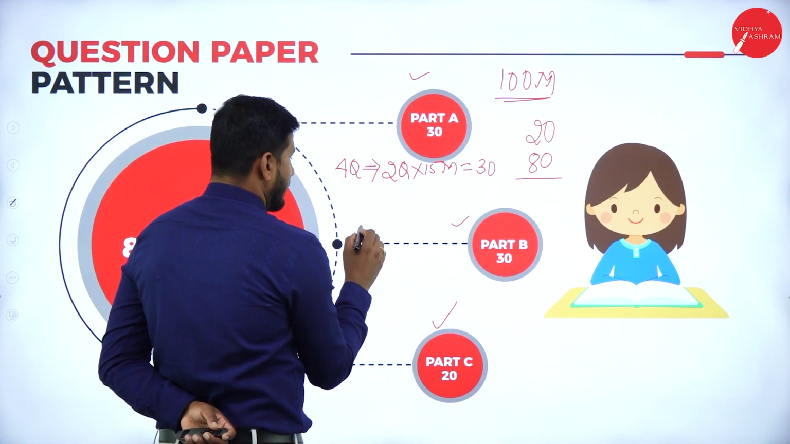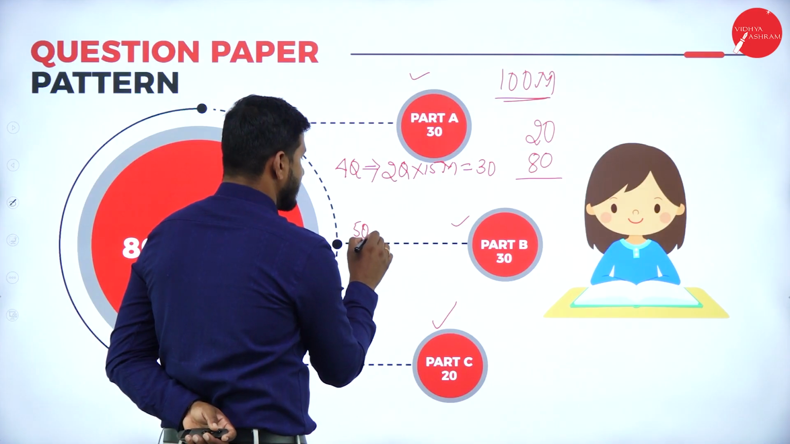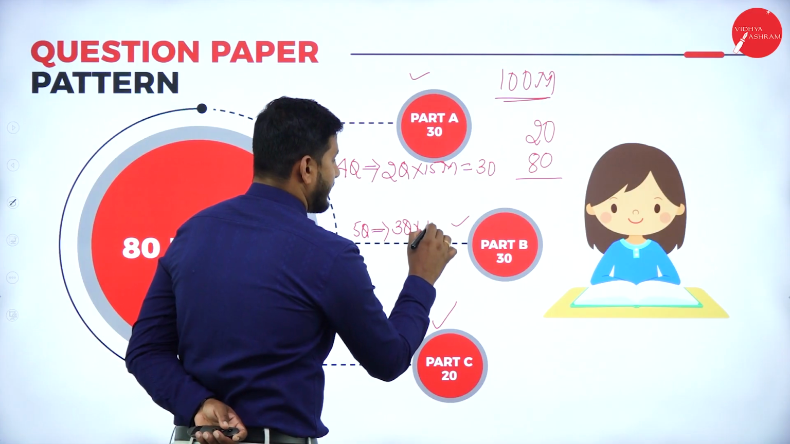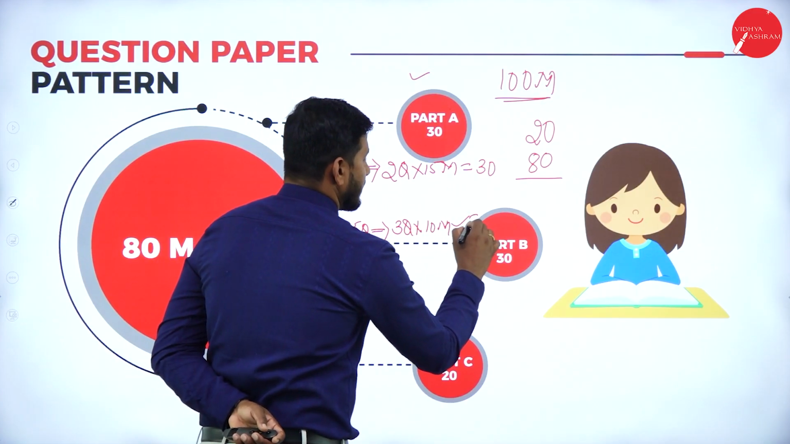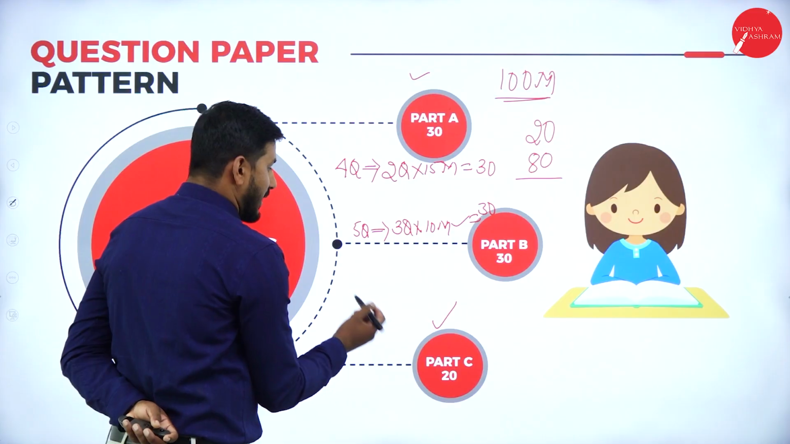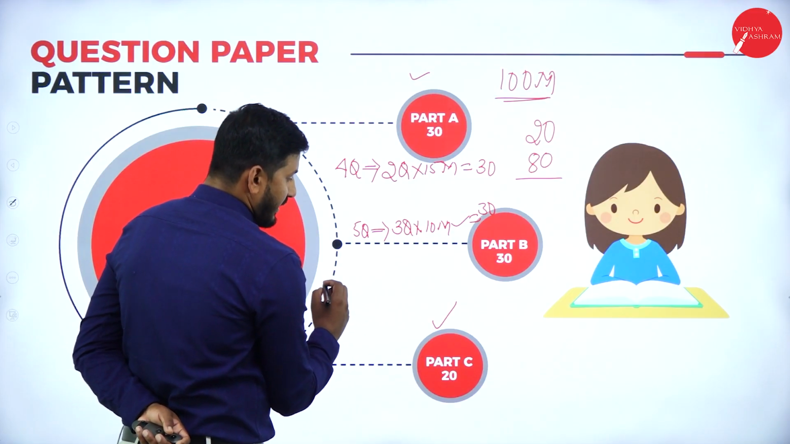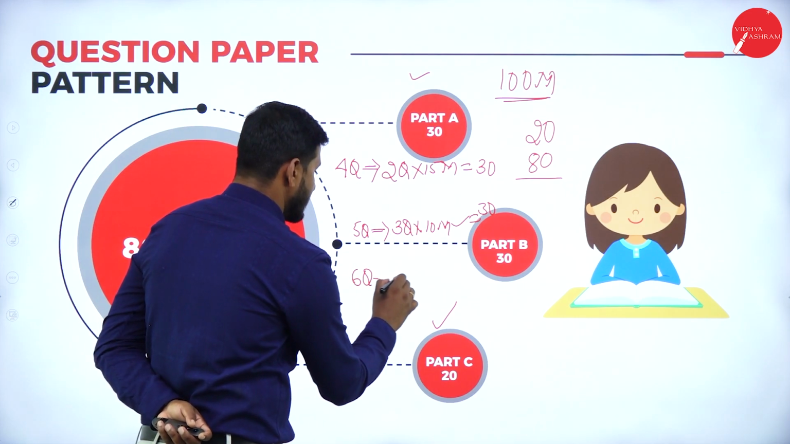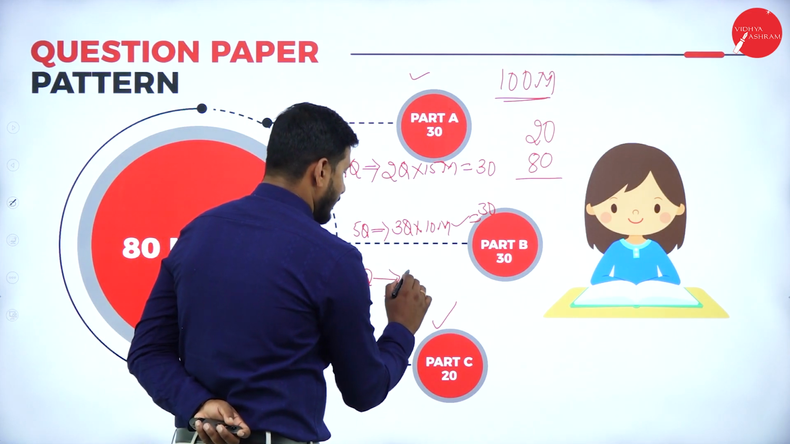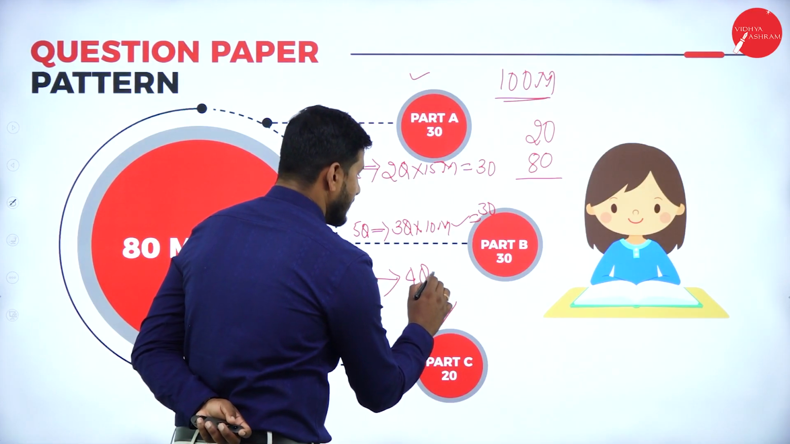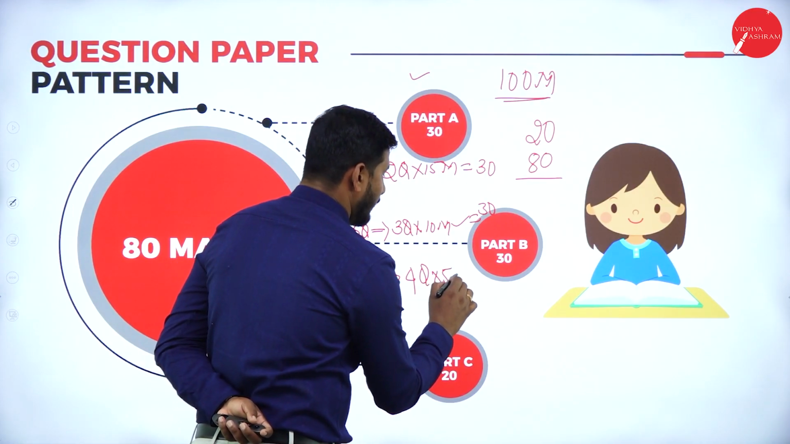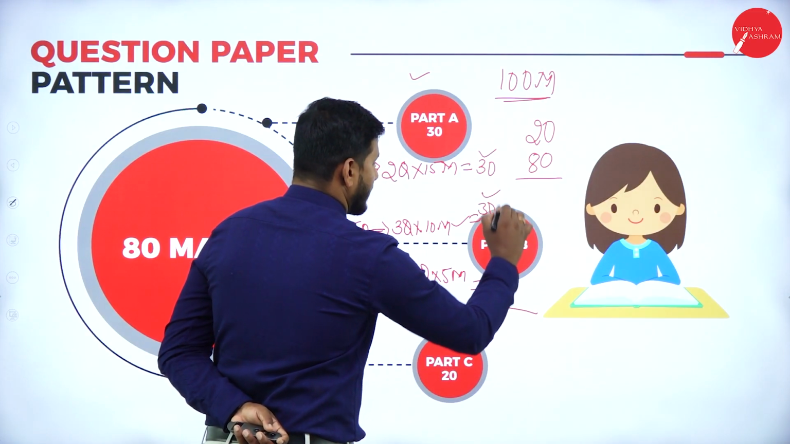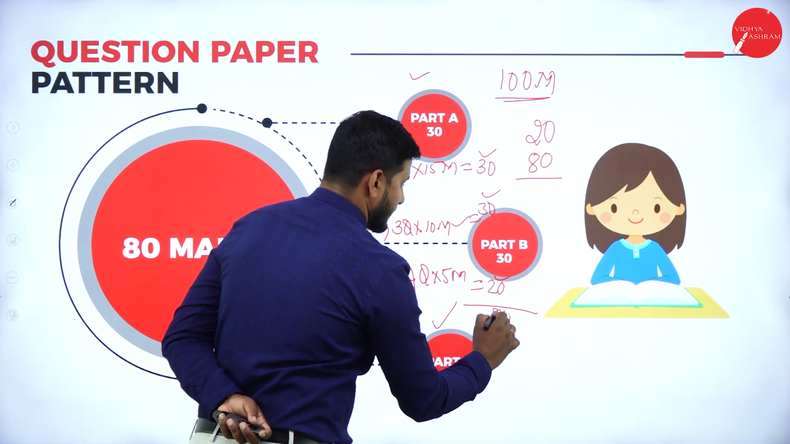In part B, there will be 5 questions. You have to write 3 questions. 3 questions into 10 marks will be 30. And in part C, there will be 20 marks sections. They will ask 6 questions. Of those 6 questions, we are supposed to write only 4 questions, each carrying 5 marks. So then it will be 20. By adding 30, 30 and 20, it will be 80 marks.